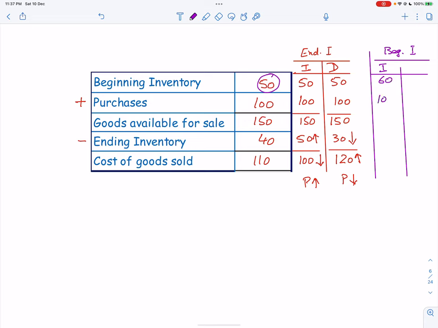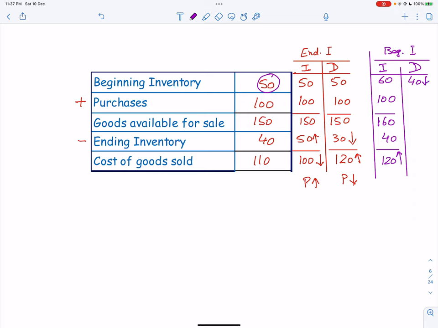So purchases are 100 and the goods available for sale is 160. Ending inventory is 40 and the cost of goods sold is 120. So the cost of goods sold increases with the increase in the beginning inventory. Let us see what happens if it decreases. So suppose it decreases from 50 to 40.